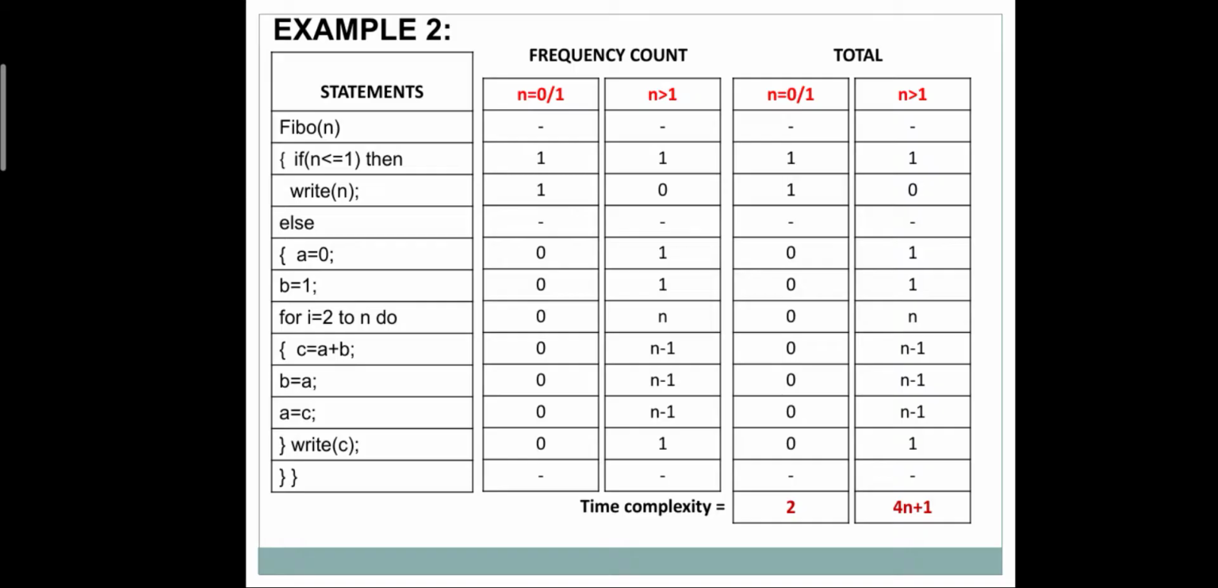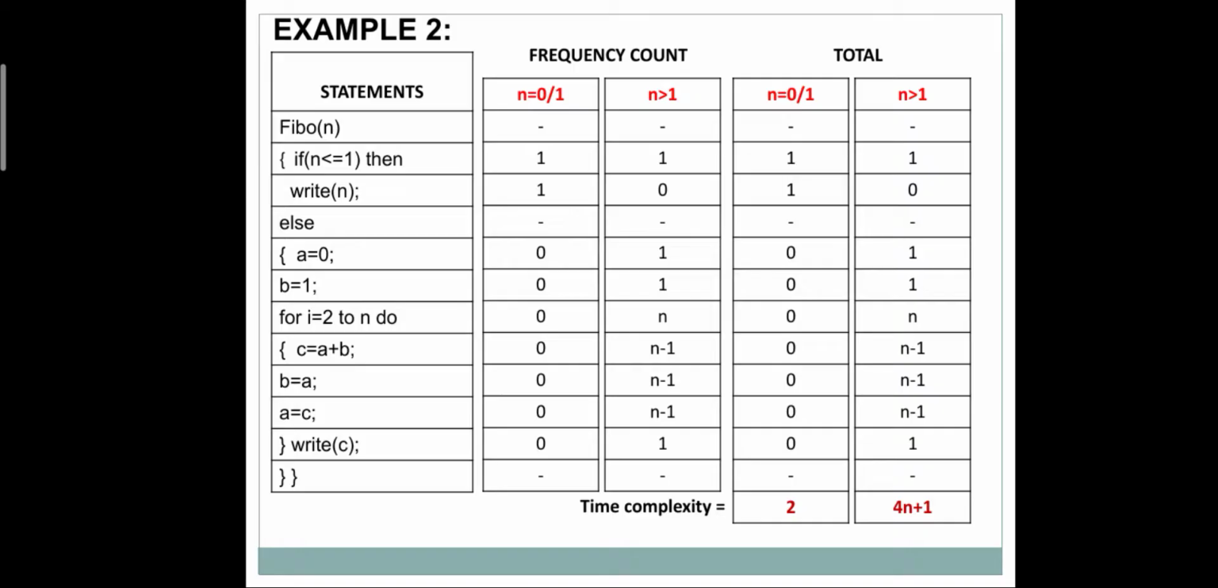Here, A is equal to 0, B is equal to 1 will execute for one time and their frequency count is 1. Next, the for loop statement gets executed for n times. Here, n times is because of the starting value of I. Since I starts from 2, the loop gets executed for n minus 1 times for true condition and once for false condition. Therefore, n minus 1 plus 1 is equal to n times.